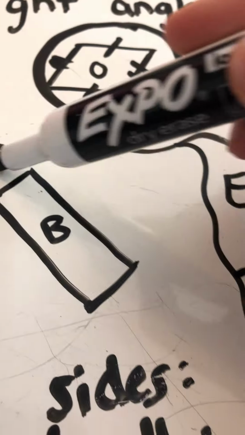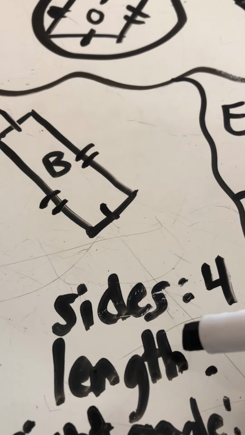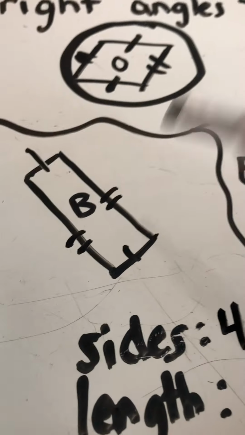Let's look at this shape. How many sides? 1, 2, 3, 4. Any sides have opposite that are the same length? Yes.